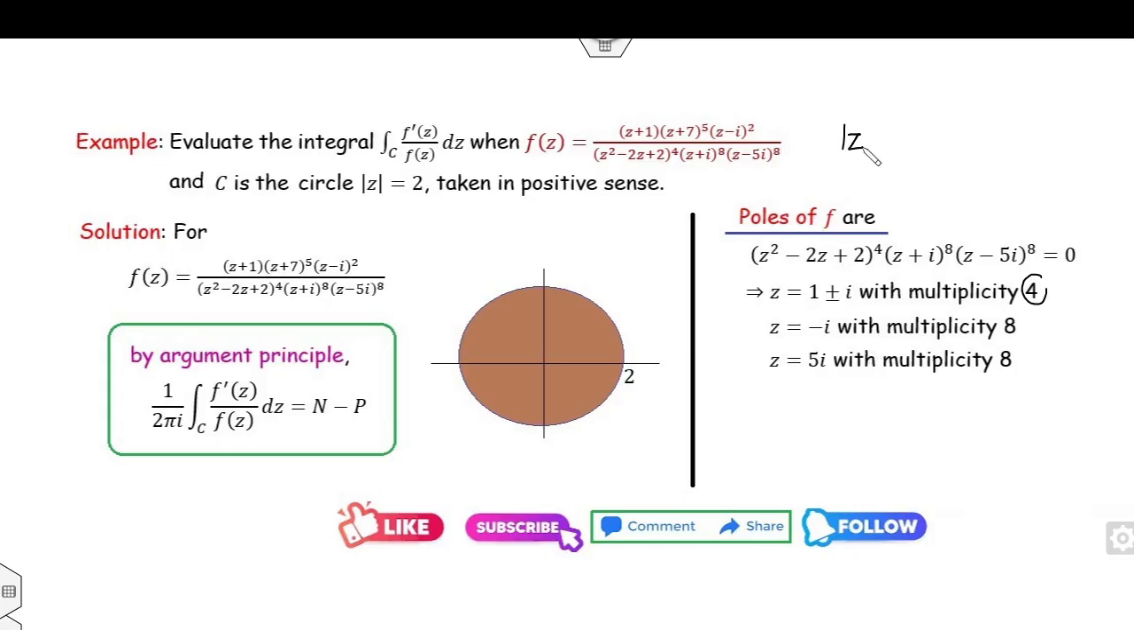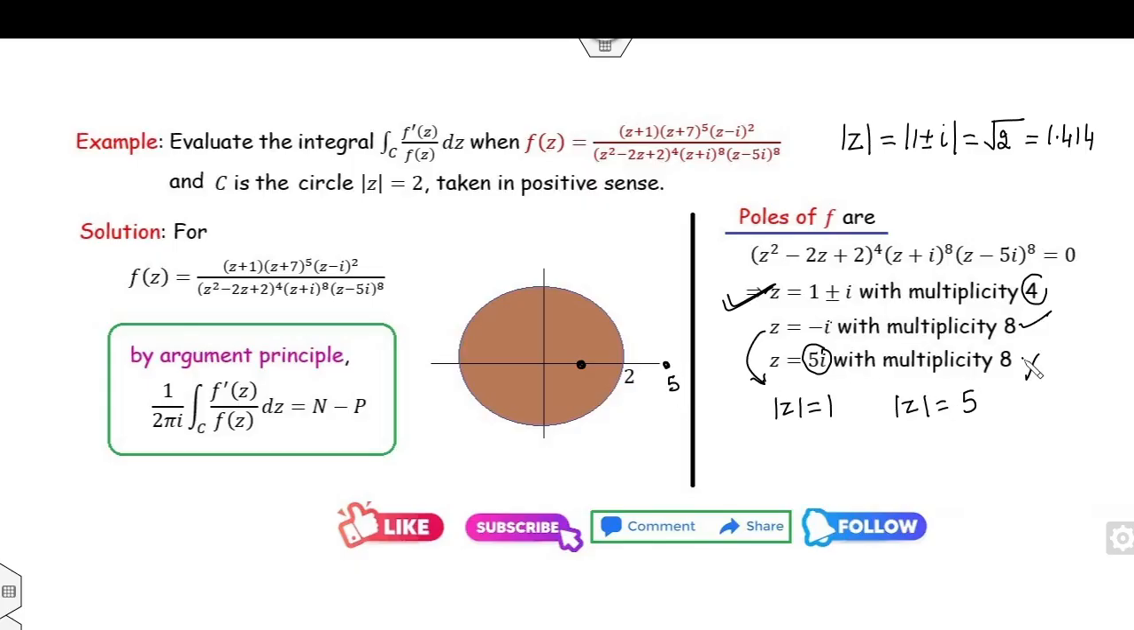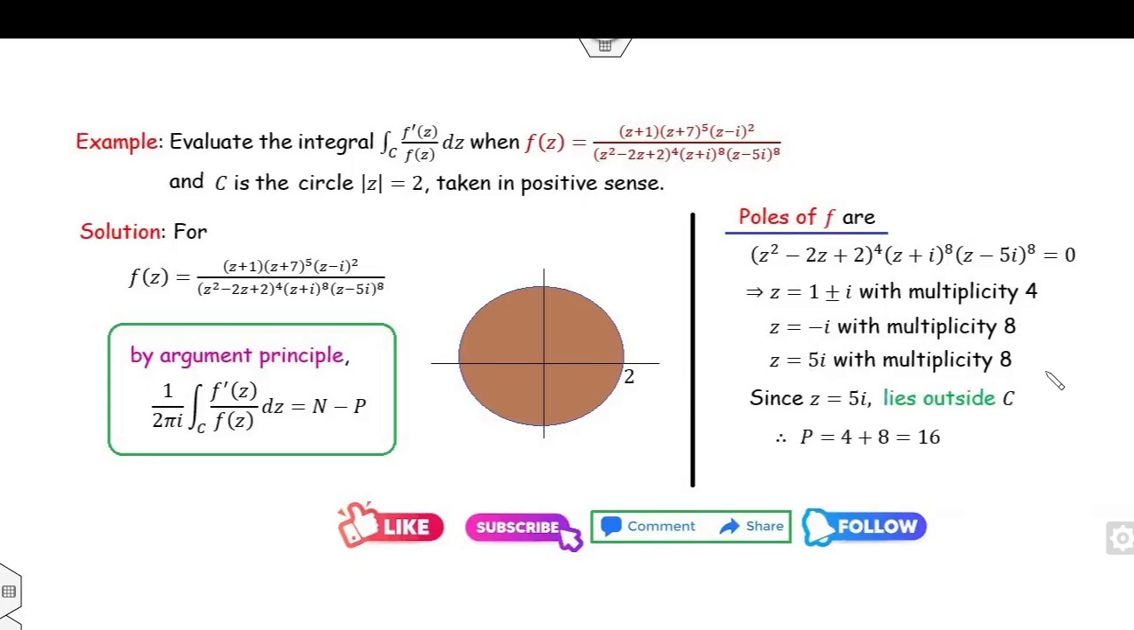So now you can check which one lies inside the circle. What is the modulus of 1 plus minus iota? This is square root of 1 plus 1, which is 1.414. Yes, it lies inside the circle. What is the modulus of the next one? Which is 1. Again it lies inside the circle. For 5 iota, the modulus of z is 5, which lies outside the circle. So the multiplicity is 4 plus 8, and 4 plus 8 is 12.